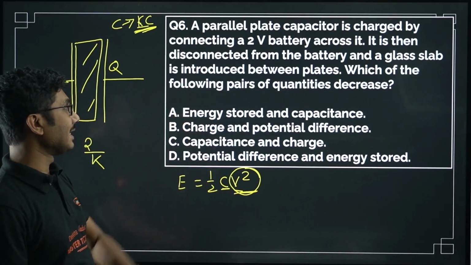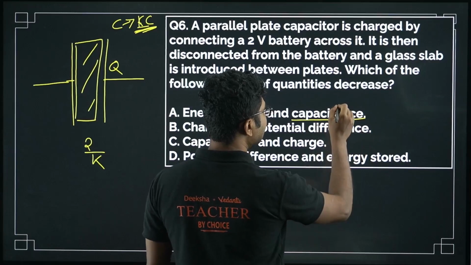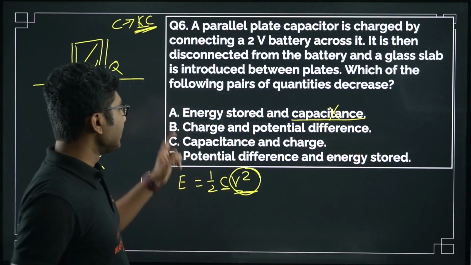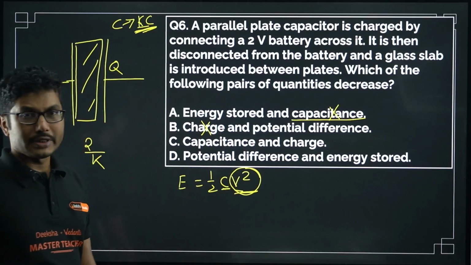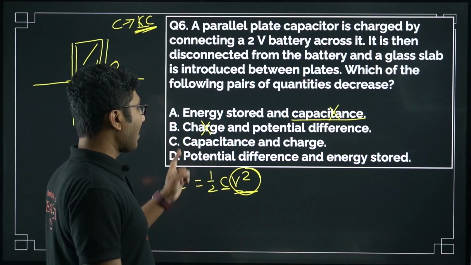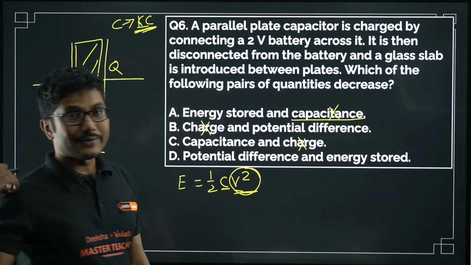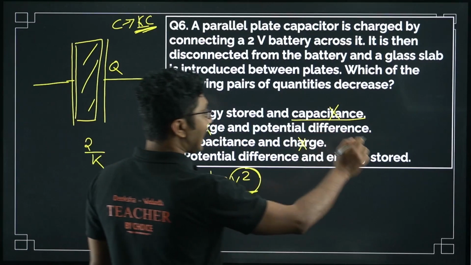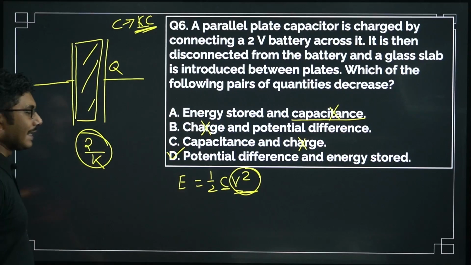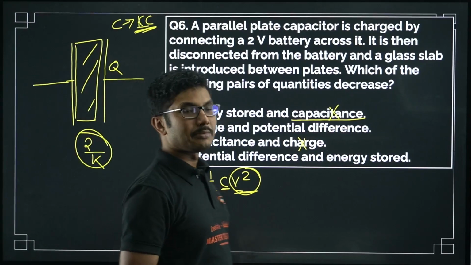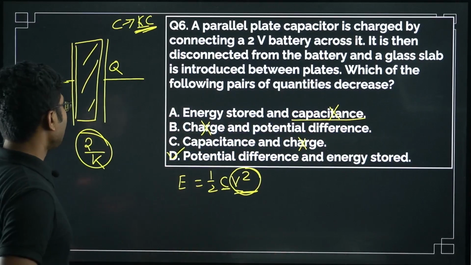Now let's see the answer. Energy stored and capacitance: capacitance is increasing, so this is not the correct answer. Charge and potential difference: charge remains constant, always conserved, so it is also not correct. Capacitance and charge, again this is not correct, so you can eliminate this way as well. So potential difference and energy stored are both decreasing. Potential difference is decreasing by K times. Even energy stored is decreasing by K times because it depends on V square. So the correct answer is option D in this case.